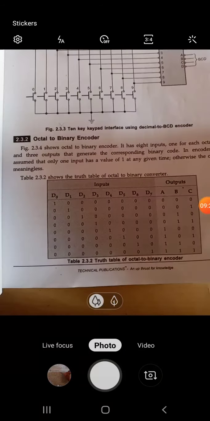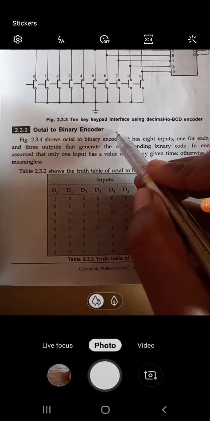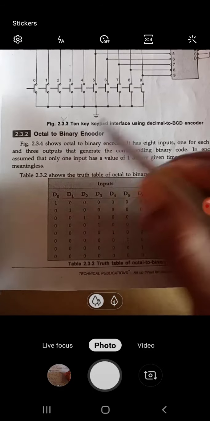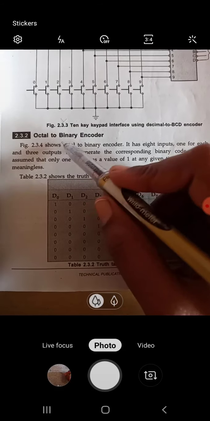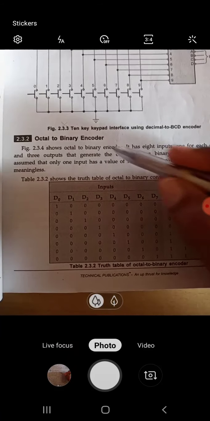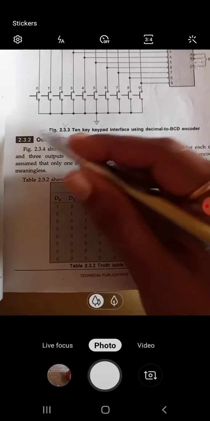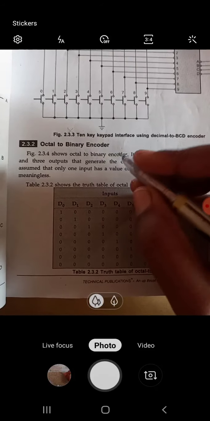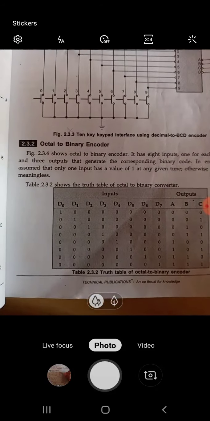Now let us go with the next one, that is the octal to binary encoder. Octal means 8. Okay, so octopus, 8 legs. Similarly octal means 8. It means I get to have 8 input lines. 8 is nothing but 2 raised to 3. So how many output lines do I have? I have 3 output lines.